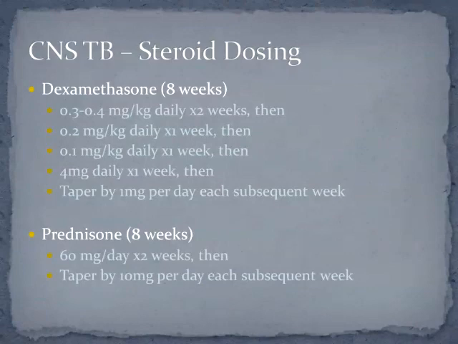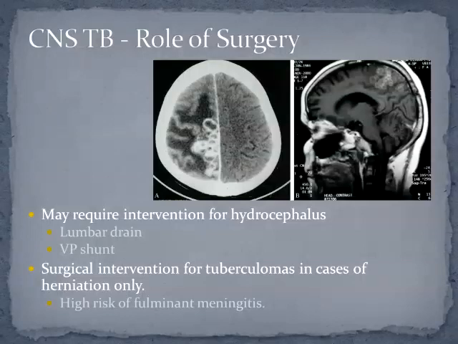And the typical, as I said, it's not being studied formally, but the typical steroid dosing would be a tapering course of either dexamethasone or prednisone. So how about surgery? So there's a few indications for surgery. So one is what we saw in this patient: he developed hydrocephalus that required the placement of a shunt.